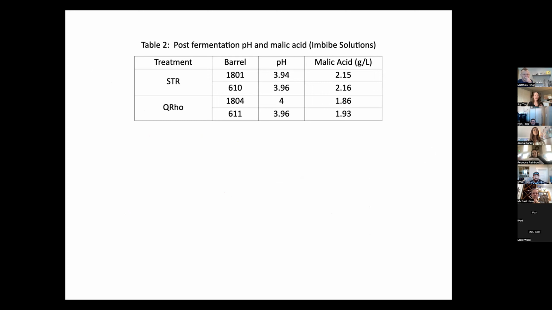So we were able to pull samples from each of the barrels for each of the yeast groups, and look at the pH and the malic acid at that point before we got a full chemistry panel after he did his acid addition. Unfortunately, it does not look like the Uvarum yeast, the QRHO, was able to make any difference whatsoever in the pH. It looks just about the same. And if anything, it looks like we have lower malic acid in the QRHO.